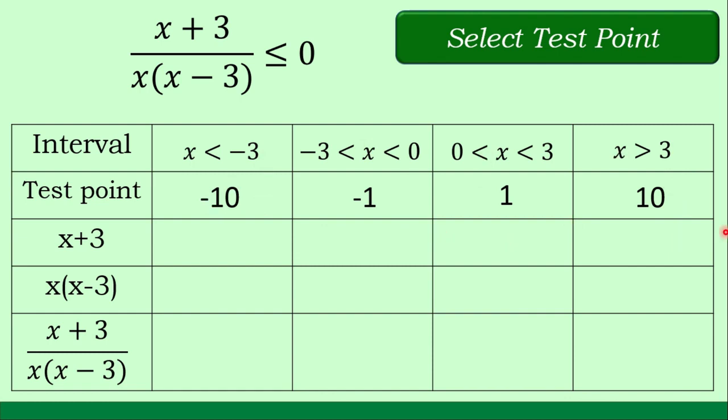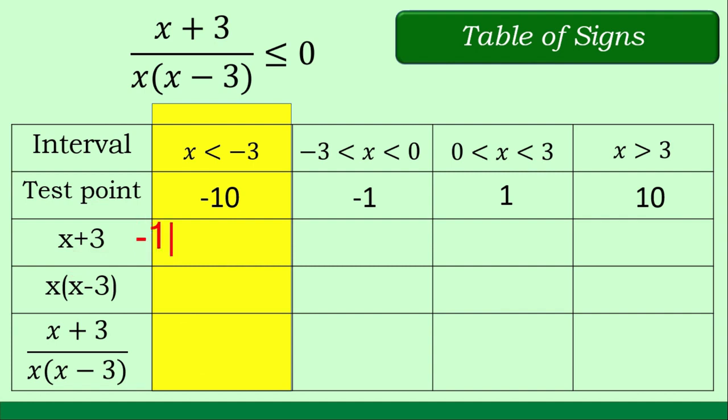So our next step here is we are now going to complete our table of signs. We'll start with the first interval. We have negative 10 as our test point. We will substitute that in the numerator. So we have x plus 3. So here, allow me to annotate. So we have here negative 10 plus 3. Negative 10 plus 3 will give you a negative 7. So that means that line right there will give you a negative sign.